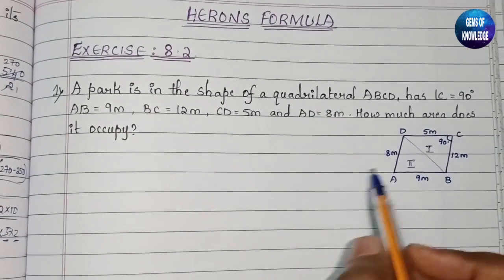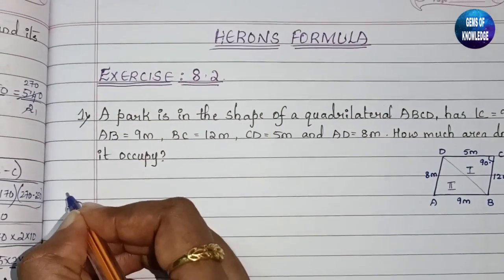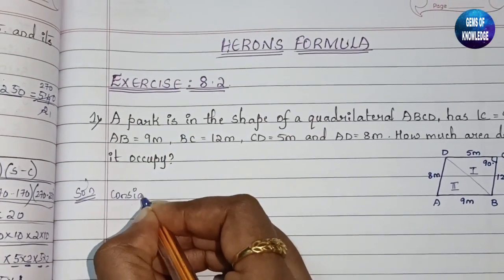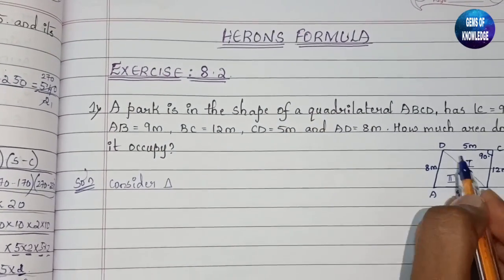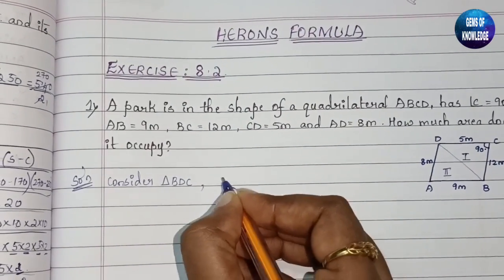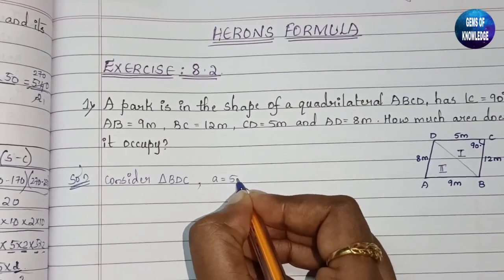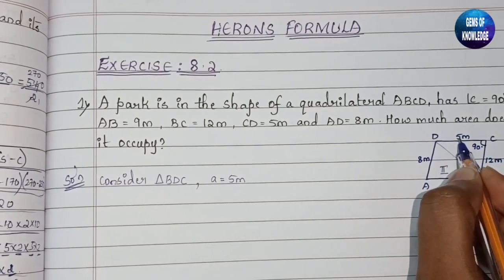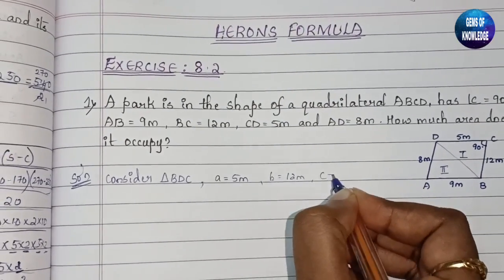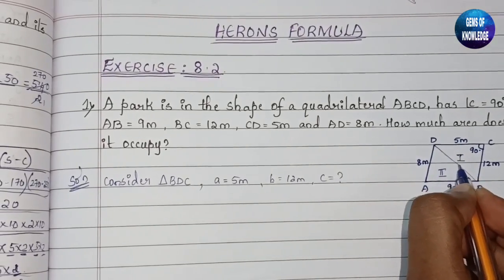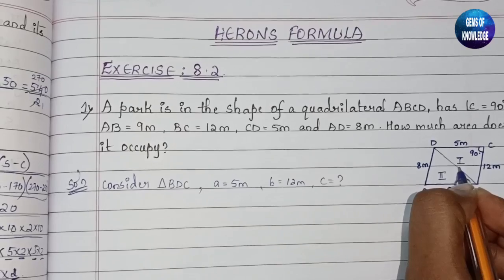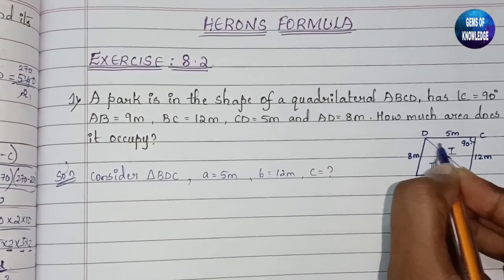So we'll consider the first one. Consider triangle B, D and C. Here they have already given a is equal to 5 meter. Let us consider this a is equal to 5 meter. Then b is equal to 12 meter, and c is equal to question mark, because this will be c now. We don't know what is the value of this. So how can we find the value of this?